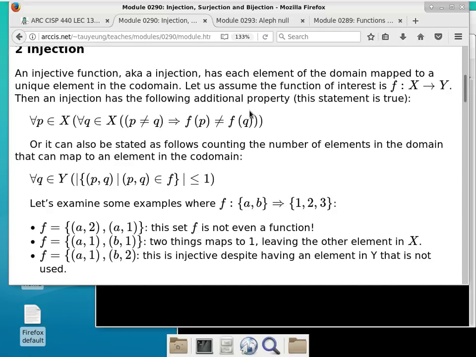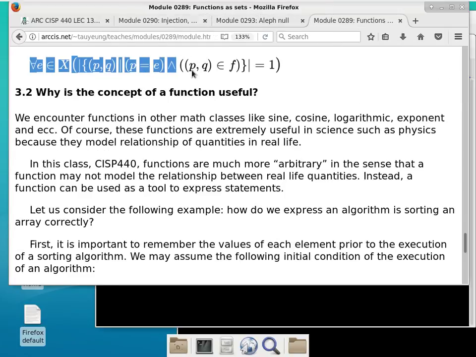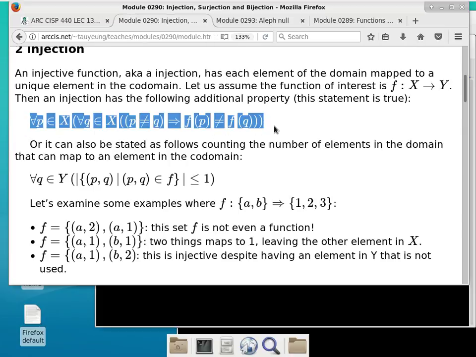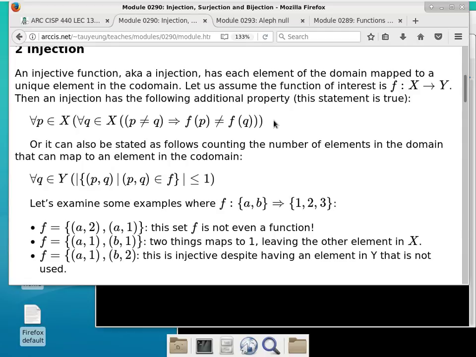An injection, or injective function, also known as an injection. I used the wrong article. It should be an injection. An injection has each element of the domain mapped to a unique element in the codomain. That basically means if I know f is already a function, in other words, the requirement that we were just looking at, which is this one. So if we know that this requirement is met already, f is in fact a function with x as the domain and y as the codomain, this additional requirement will also make f an injection.